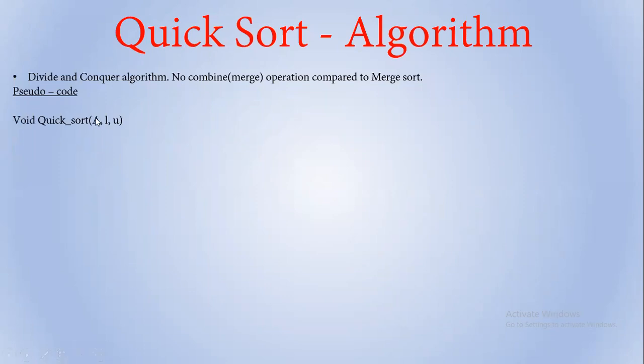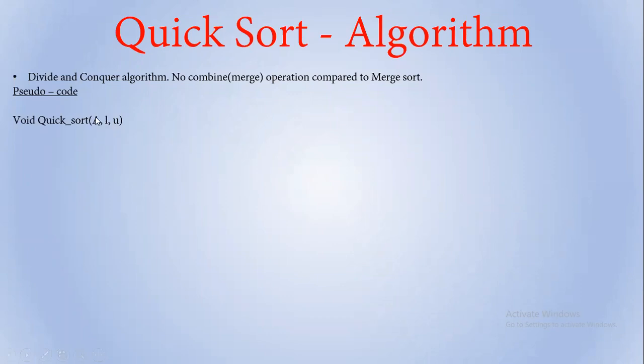Capital A represents the input array. So A is the input array. L is the initial index of the input array.